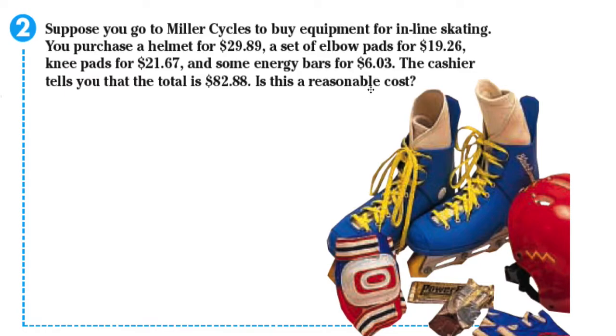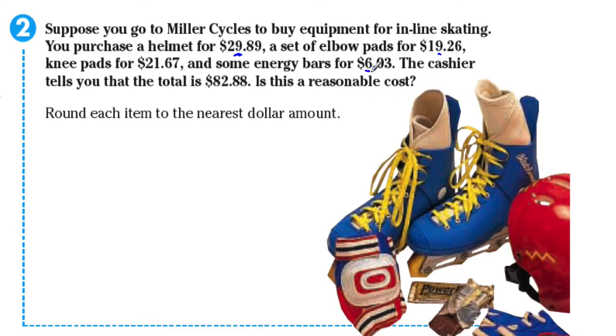Suppose you don't have a calculator, you don't have pencil and paper, so you need to estimate. So what do you do? Round each item to the nearest dollar amount, okay? Because in this case, the greatest place value all of these numbers share is the ones place.